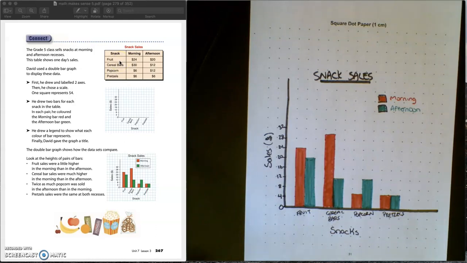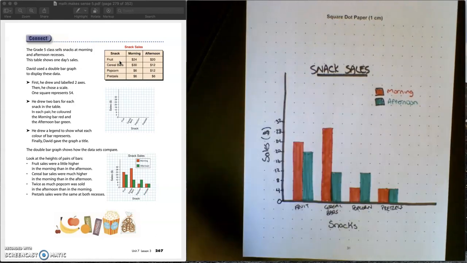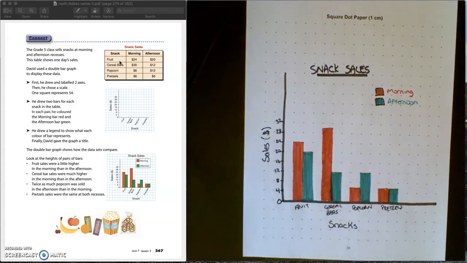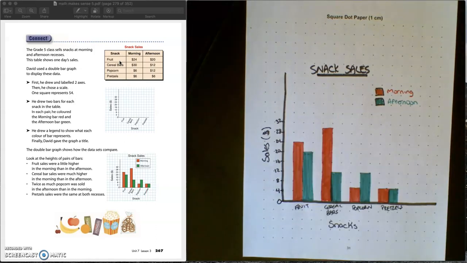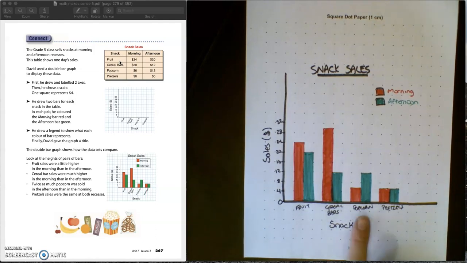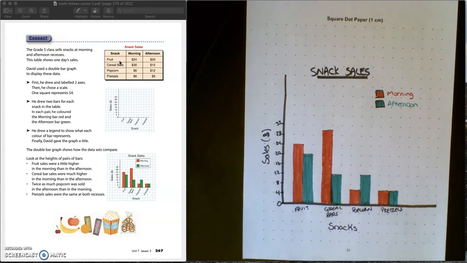I can look at this graph. I don't even care about the numbers, right? I know automatically cereal bars are the most popular. If I dig down, maybe fruit actually wins out a little bit, but just looking at it, morning cereal bar sales, that's the place to be. I would probably not sell pretzels at all. Maybe you don't need to. Maybe you invest more in cereal bars because pretzels and popcorn are not popular. Maybe you have to rotate it out for something else.